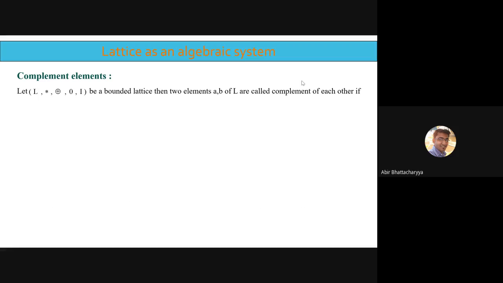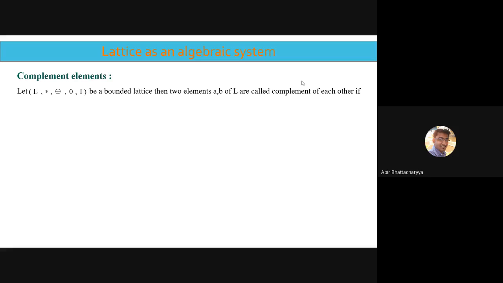So moving forward. The next concept is the complement element. So what is the task now? You have to figure out the complement element of any lattice. First of all, take (L, *, +circle, 0, I). Whenever 0 and I are given to you, that means it's a bounded lattice. To start the definition of complement elements, we need a bounded lattice, and I just told you what a bounded lattice is. So (L, *, +circle, 0, I) is going to be a bounded lattice.